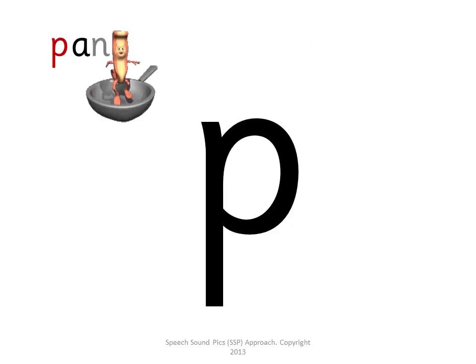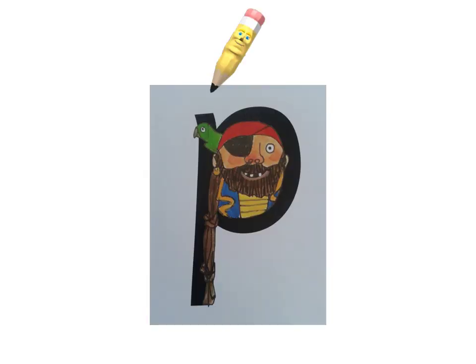P, p-an, pan. The bacon's jumping out, trying to jump out. Down his plait, up round his head.